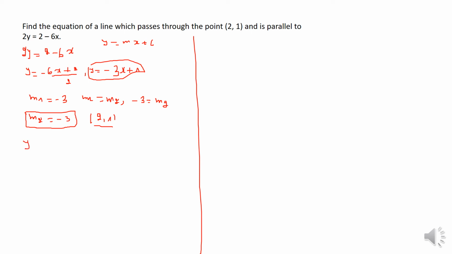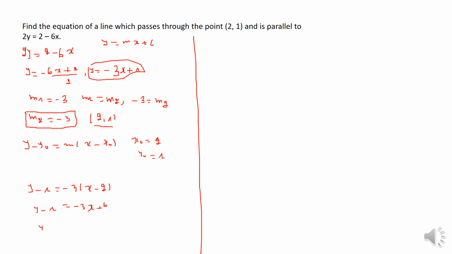Remember that the equation of line is y minus y0 is equal to m bracket x minus x0. Here x0 is equal to 2 and y0 is equal to 1. So now replace each term by its value. y minus 1 is equal to negative 3 bracket x minus 2. Removing the bracket, y minus 1 is equal to minus 3 times x, and minus 3 times minus 2, we get plus 6.